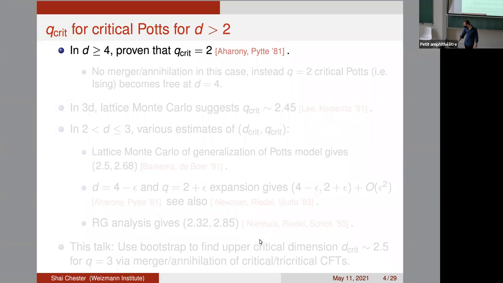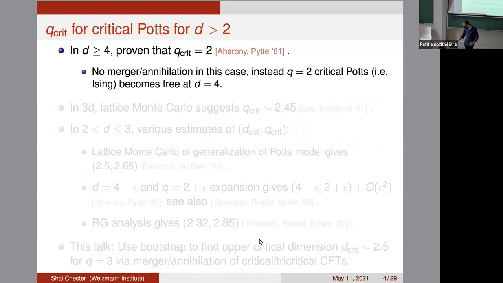First of all, if D is 4 or bigger, then it was proven that the largest value of Q such that you have a conformal field theory is 2. This is shown in the classic paper by Aharony and Pytte in '81. I should note in this case, there's no merger and annihilation going on. There's just the simple fact that for Q equals 2, the Potts model is just the Ising model. And it's well known that the Ising model becomes a free theory at D equals 4. So this is a somewhat more trivial situation.